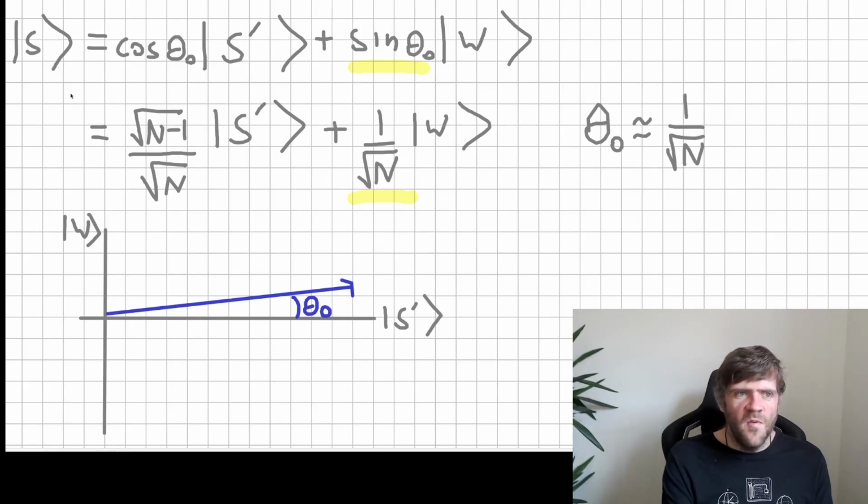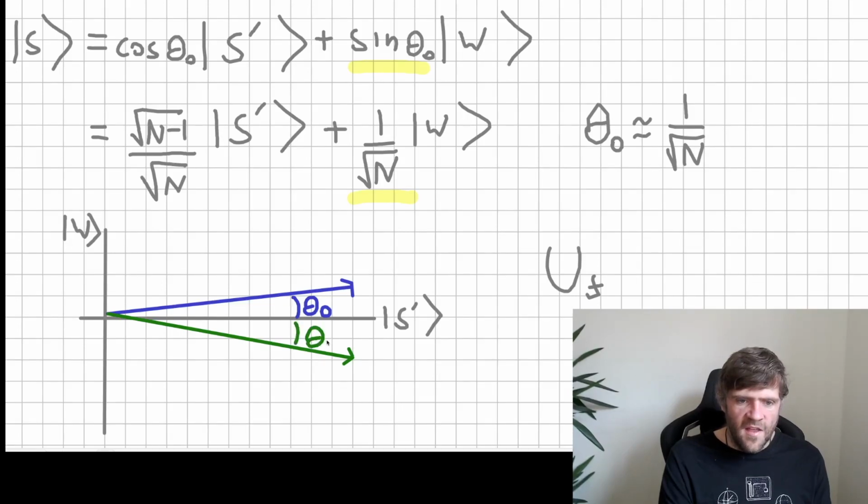Now what happens if we then were to apply UF? So what UF does is it assigns a phase of -1 to the W component and does nothing to the rest. So by assigning a phase of -1 on the W component, it will change to a state which is now below this axis because it has this negative phase, and so it will be at an angle theta naught below the axis.